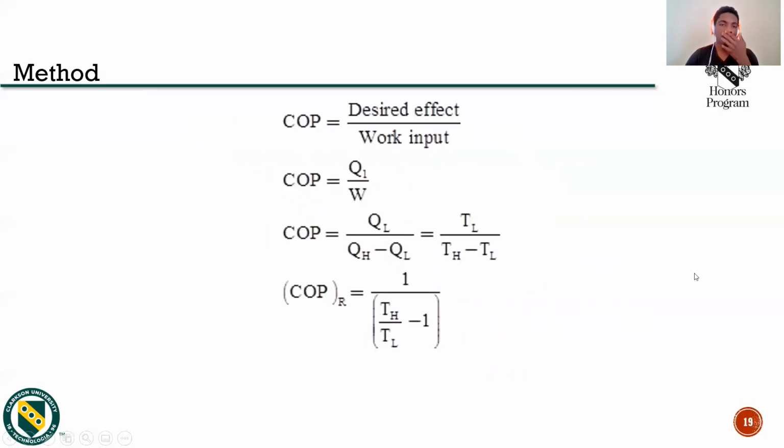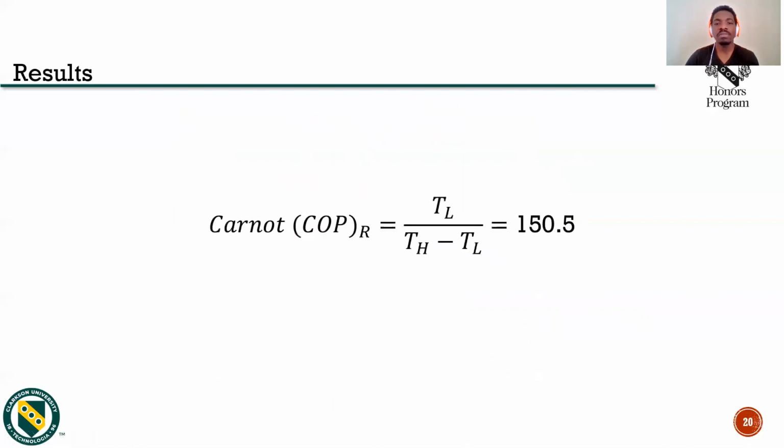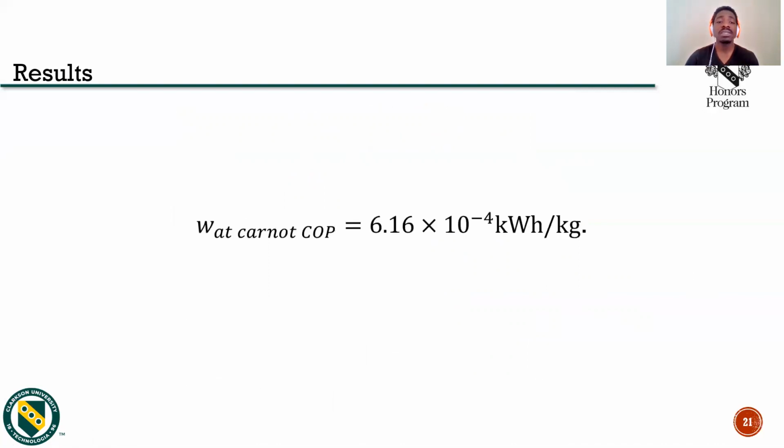Using those, I was able to obtain a coefficient of performance of 150, but this assumes that you have a perfect system, no heat loss, and only latent heat being transferred. This gives us an energy consumption of 6.16 × 10^-4 kilowatt hour per kilogram. This is lower than the energy consumption per kilogram of multi-stage flash distillation as well as reverse osmosis.